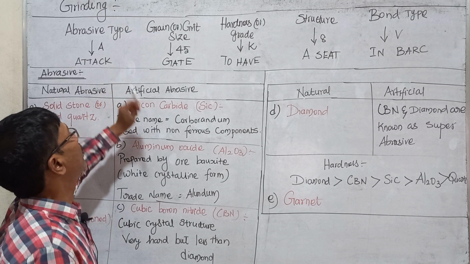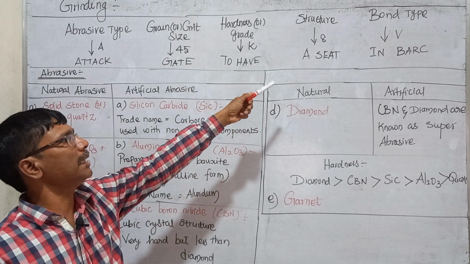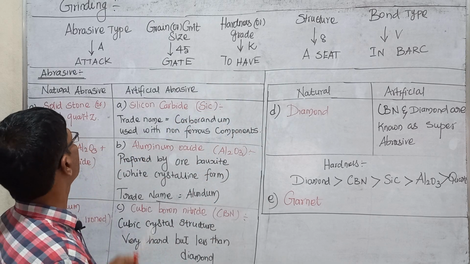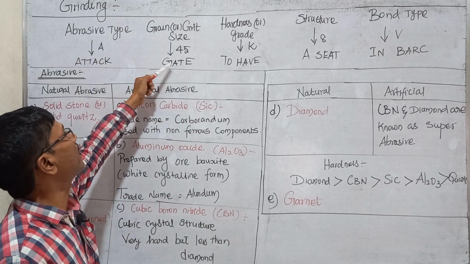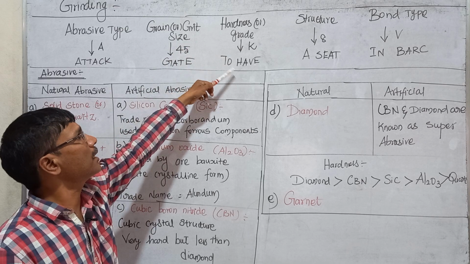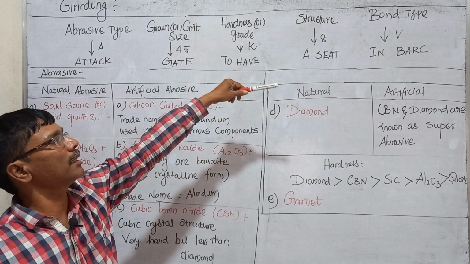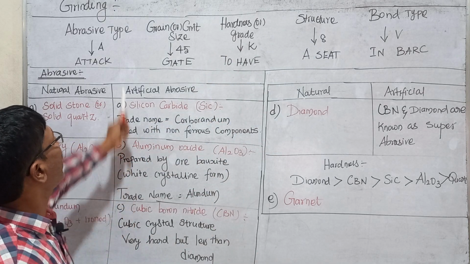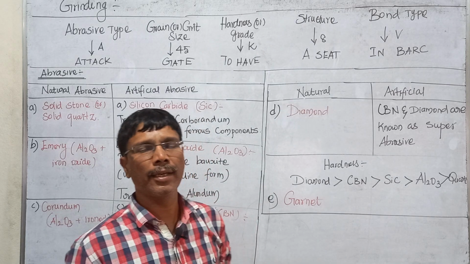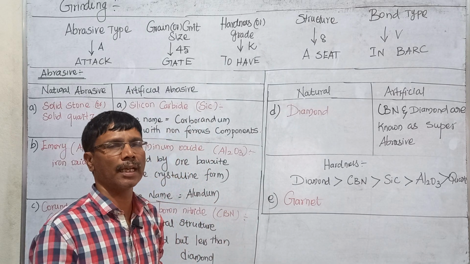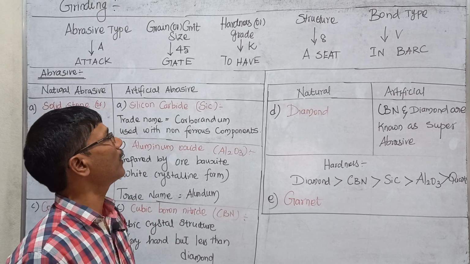Here a 5-letter code is given. We have to remember the phrase "A Gate To Have A Seat In Bark". A for abrasive type, G for grain or grit size, T for hardness or grade, A for structure, S for structure, in Bark, B for bond type. So here it is given as A45 K8V. This is what we have to state when we purchase from manufacturers. You have to tell it like this: A45 K8V.